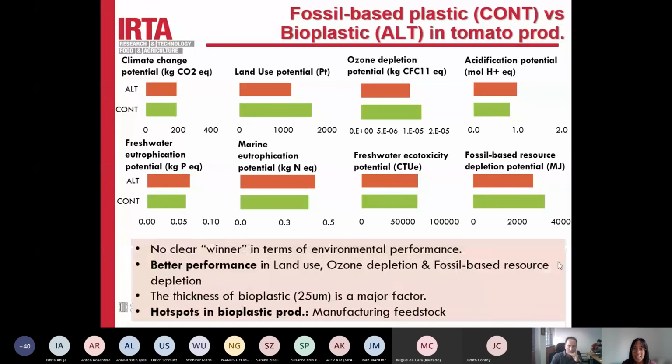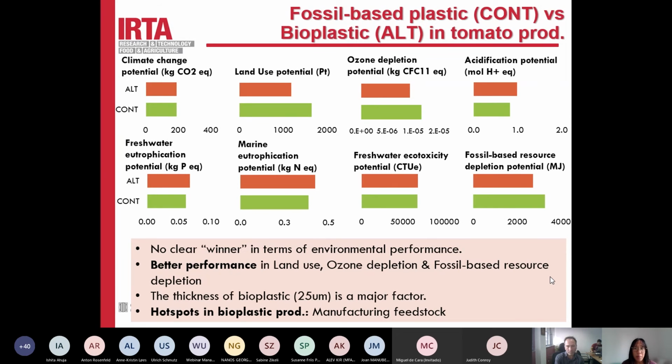So as you can see here, there's no clear winner in terms of environmental performance, where the alternative scenario performs better in land use potential, ozone depletion, and fossil-based resource depletion, as you can see by the lower number, but may perform worse or similar to the contentious scenario in climate change, acidification, eutrophication, and freshwater ecotoxicity.